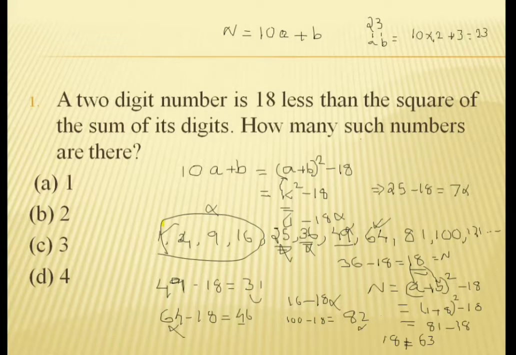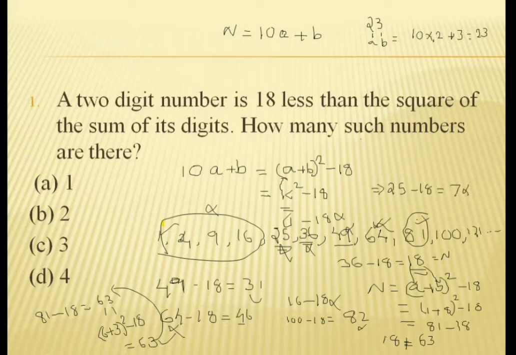Then 64 is not possible. Then 81 if we consider, 81 minus 18, that we will get 63. 63 digits are 6 and 3. 6 plus 3 the whole square, that is 9 square minus 18. 9 square is 81. 81 minus 18, we are getting 63. So it is satisfying, right? 63 is equal to 63. So the first number could be 63. So the perfect square 81 is satisfying.